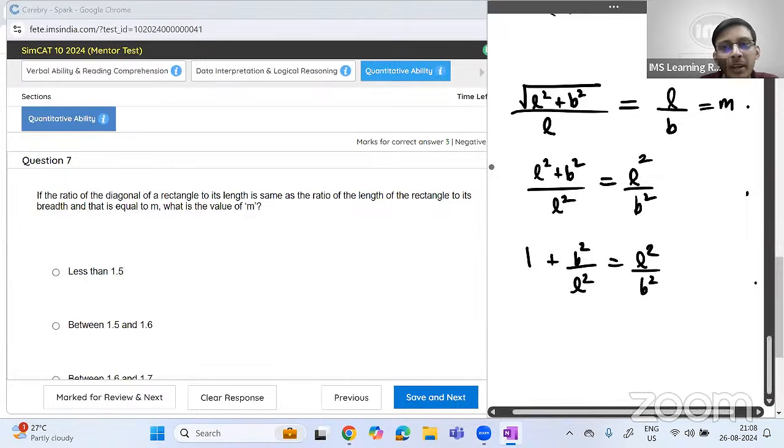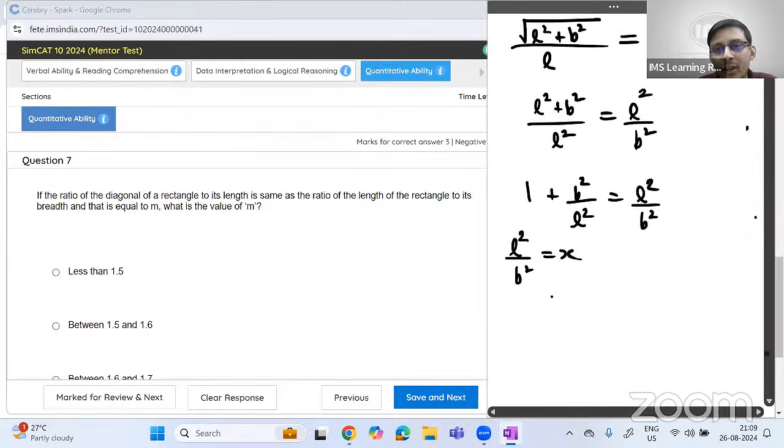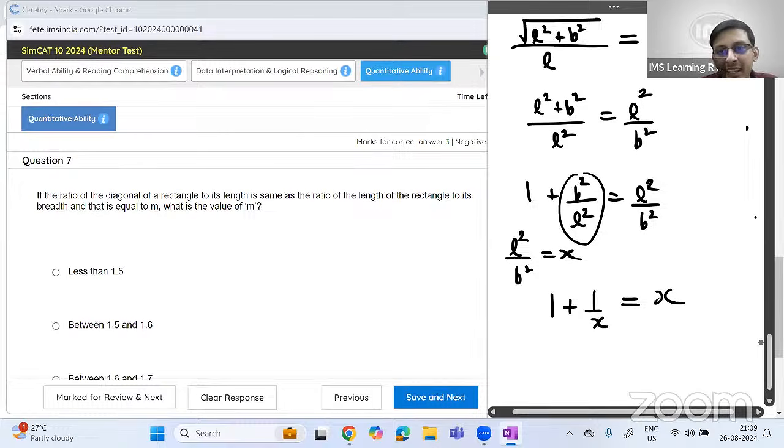I don't want to cross multiply because I'll get a power of 4. And we have to find m, which is L by B. So let L square by B square be equal to x. Then we will get 1 plus B square by L square will be 1 by x, and the right side will be x. I can solve this, multiply with x. So x plus 1 is equal to x square.